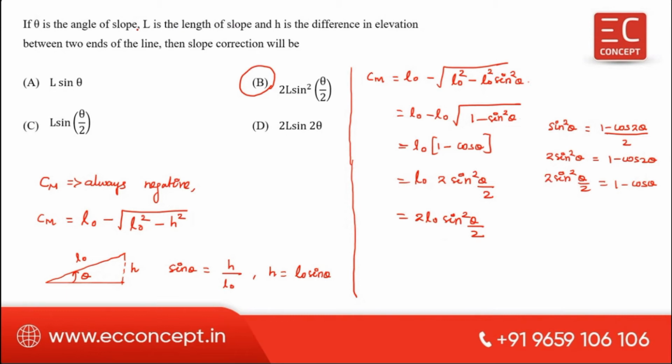So here they have given L instead of L naught. Therefore L naught is equal to L, the length of the sloping ground surface. L is the length of the slope. Therefore this becomes L sine square theta by 2. Okay.